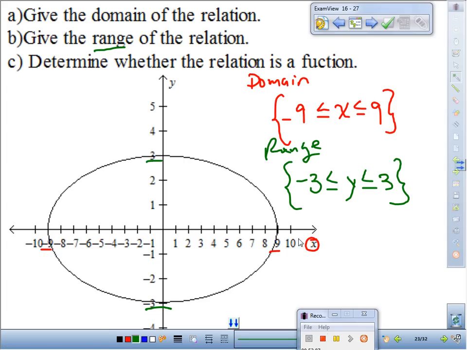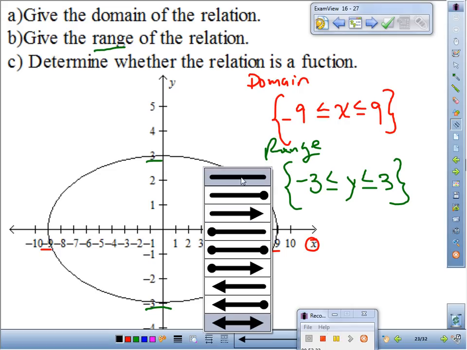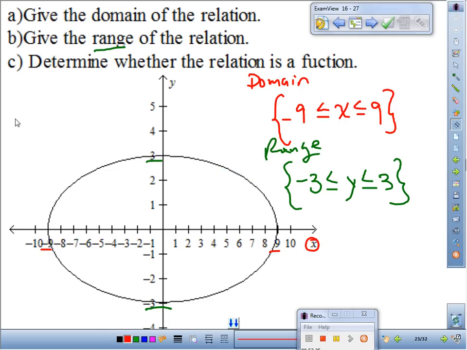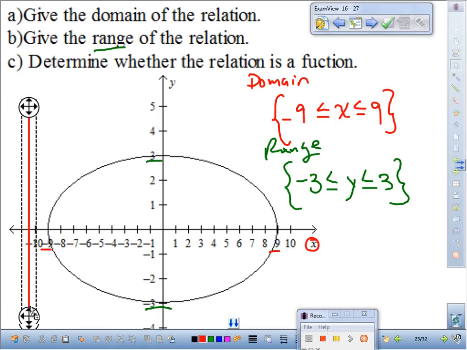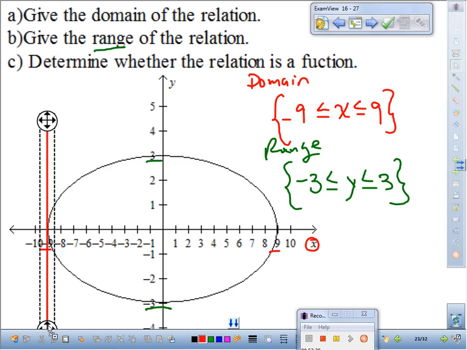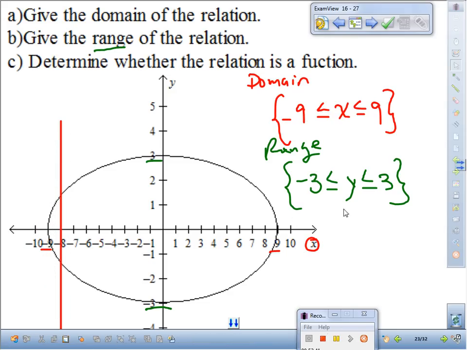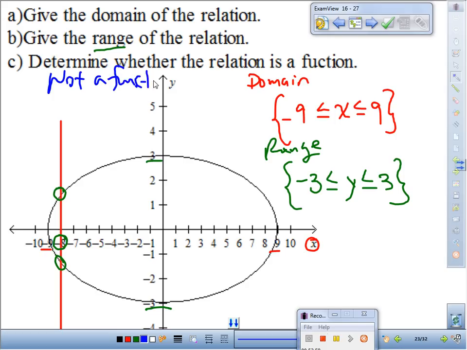Now, to check if this is a function, check this out. You take your pencil or anything else, watch. I'm going to scan this from left to right. Remember that? Good. And as soon as this vertical test touches 2 spots, it's no longer a function. Look at that. We'll notice that when the line crosses negative 8, it touches 2 spots on the graph, here and there. That's why this is not a function. So you would write not a function.